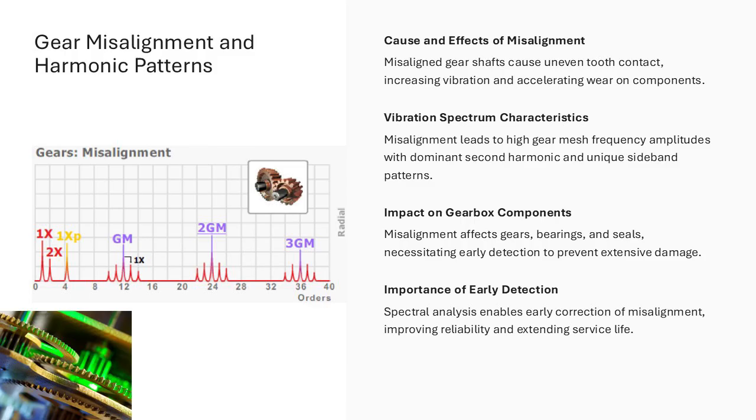Misalignment can produce sidebands around multiple GMF harmonics, and these sidebands may be spaced at twice the shaft rotational frequency rather than once per revolution. This reflects the angular nature of misalignment and the resulting load distribution pattern. From an engineering standpoint, misalignment is especially critical because it affects not only gears but also bearings and seals. Early detection through spectral analysis allows for corrective alignment before widespread damage occurs, improving gearbox reliability and extending service life.